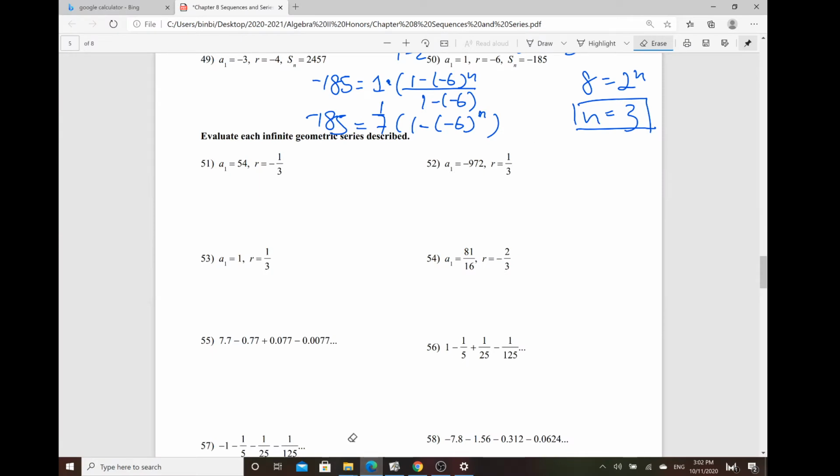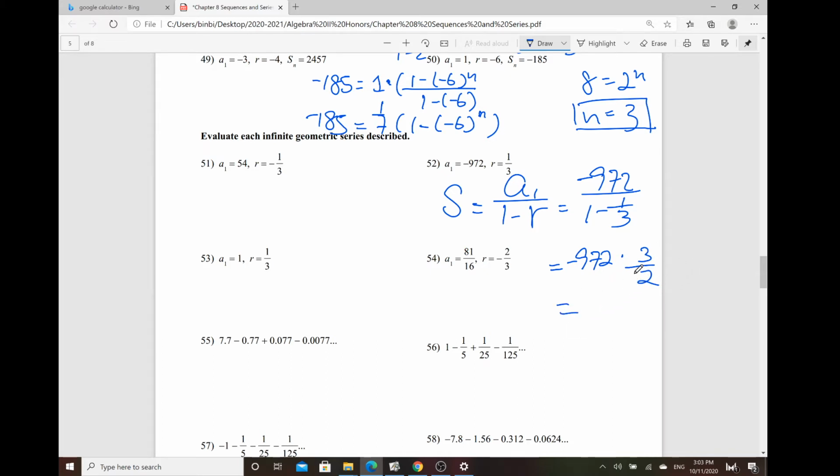Okay, so now let's find out. We have a sub 1, which is negative 972. The common ratio is 1/3. Using that formula, a sub 1 divided by 1 minus r, so negative 972 divided by 1 minus 1/3. So negative 972 divided by 2/3. In other words, you multiply by the reciprocal, so multiply by 3/2.